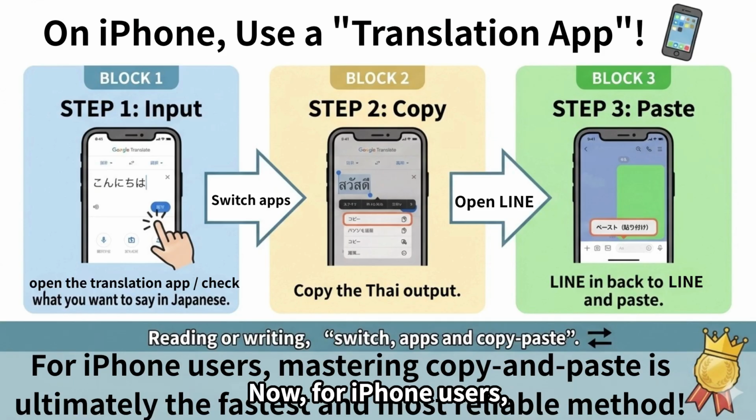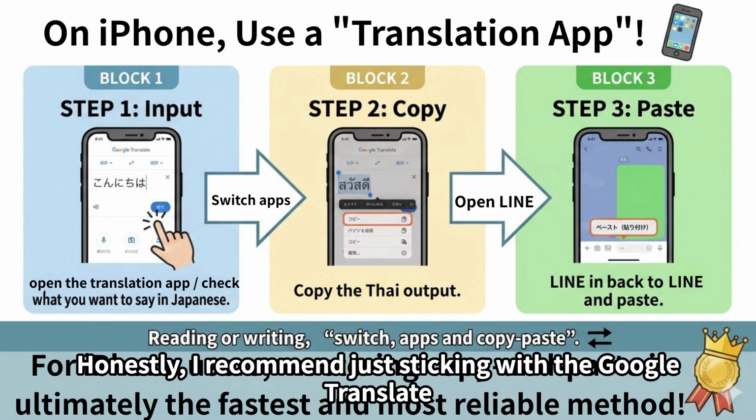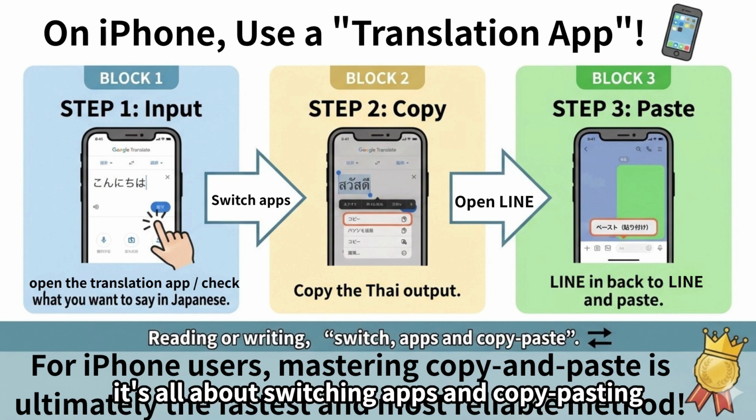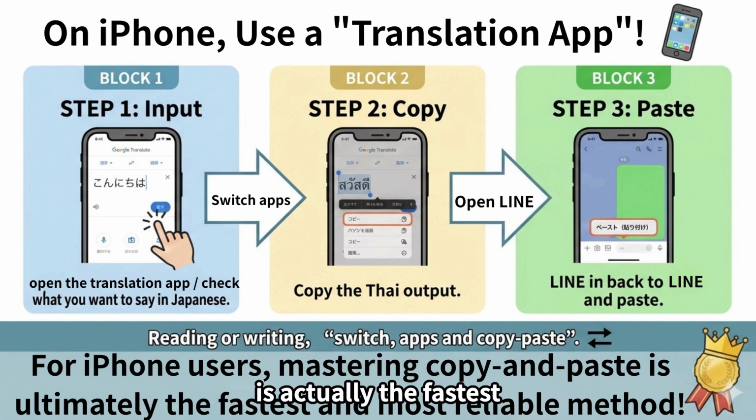Now, for iPhone users, while you can use Gboard on an iPhone, switching between keyboards can be a bit of a hassle. Honestly, I recommend just sticking with the Google Translate app you're already used to. It's a simple 3-step process. Open the app and type what you want to say in Japanese. Copy the Thai translation that pops up. Go back to Line, paste it, and hit send. Whether you're reading or writing, it's all about switching apps and copy-pasting. For iPhone users, becoming a copy-paste pro is actually the fastest and most reliable way to go.